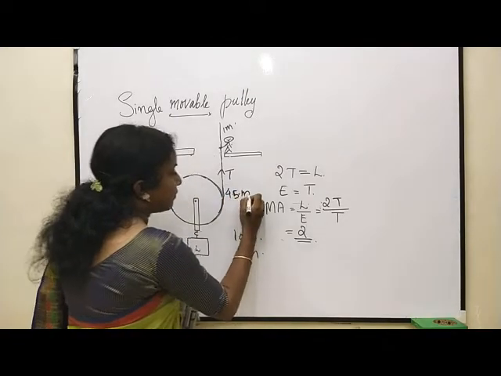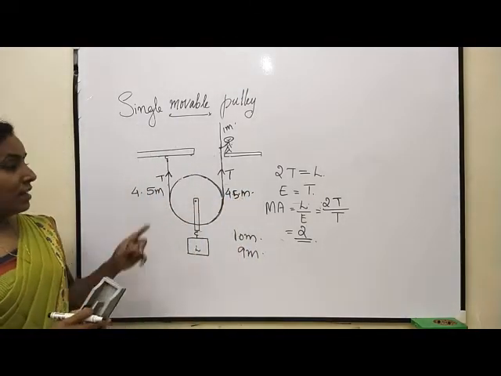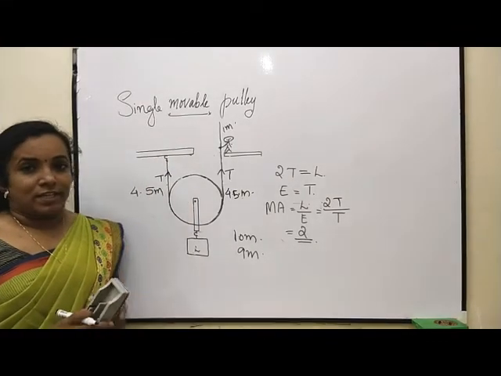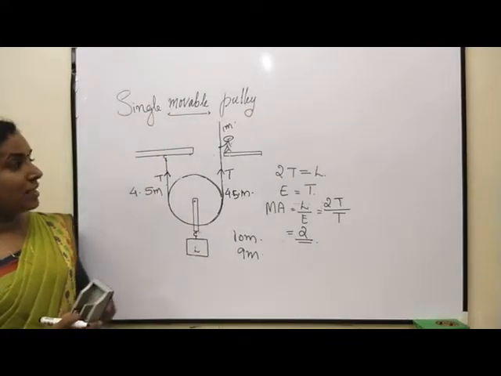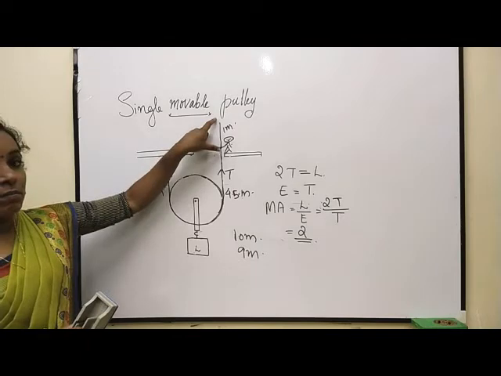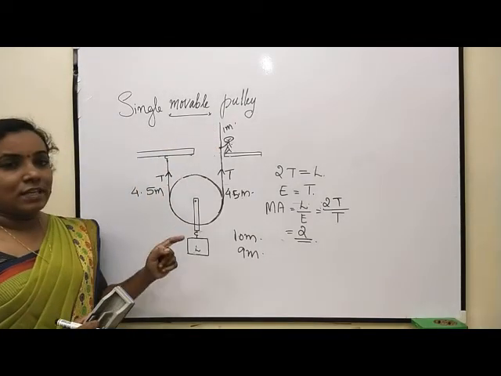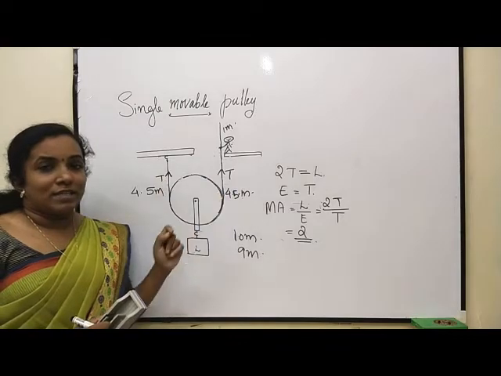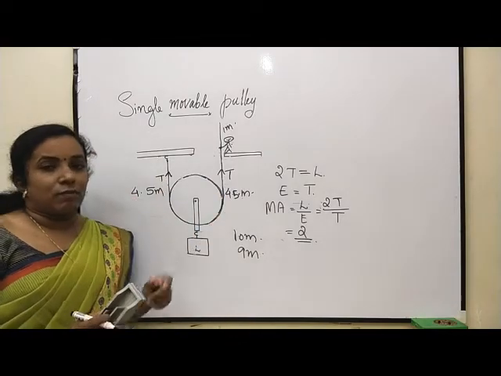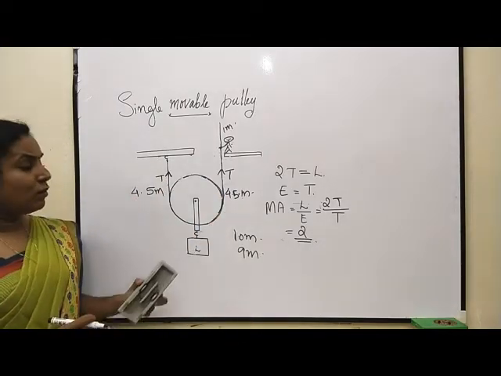Is it? Because the total length was 5 meter. Now it is reduced by 9 meter. That means 9 meter is shared by the two sides, means it is 4.5 and 4.5. Now let's look.